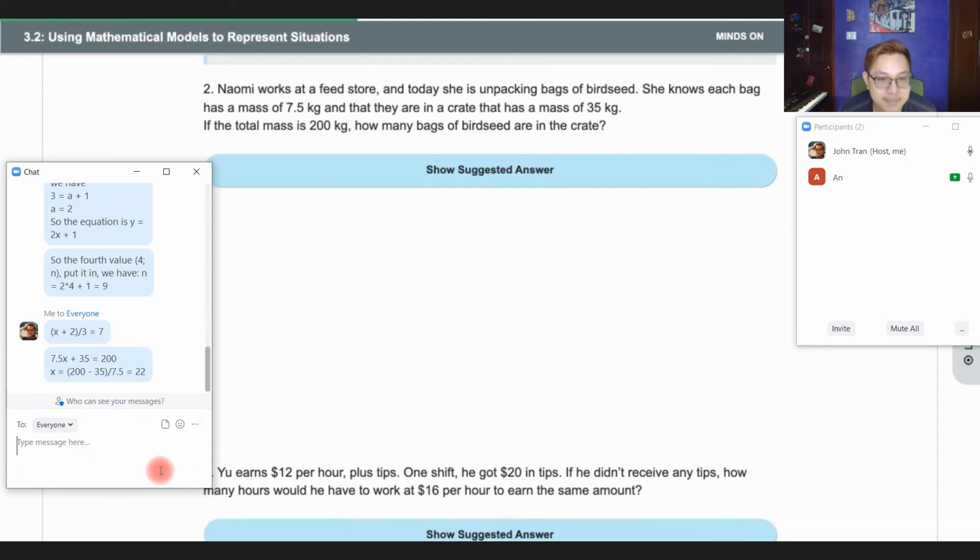Basically, each bag has a mass of 7.5 kilograms, right? And they ask how many bags. So 7.5 times x is basically the weight of all the bags, isn't it? And then you have to add the crate that is 35 kilos as well, and it adds up to the total mass of 200 kilograms. So you have the equation 7.5x plus 35 equals 200, and you can solve for x. You get x equal to 22 bags, isn't it? Okay, the trick here is to understand the question.